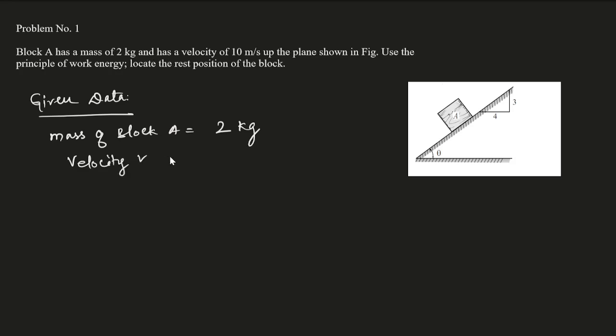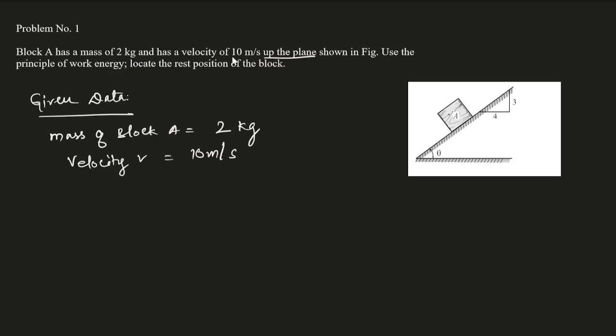Velocity v equal to 10 meter per second up the plane. So they are saying it is moving upward. The direction is upward, up the plane as shown in the figure. Use the principle of work and energy and locate the rest position of the block. We have to locate the rest position.